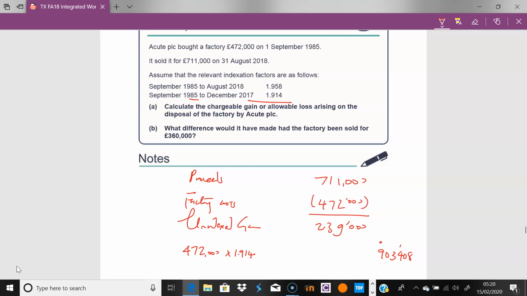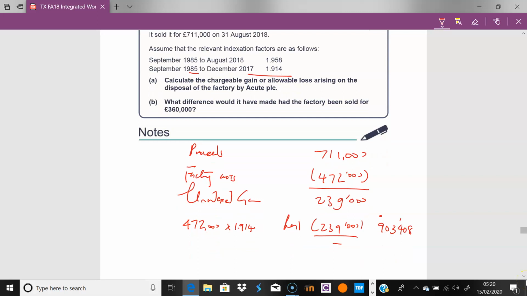But you can imagine that the indexation cannot take a gain into the negative, so it will be restricted to 239,000, and therefore that's how we would deal with that. That's dealing with A.